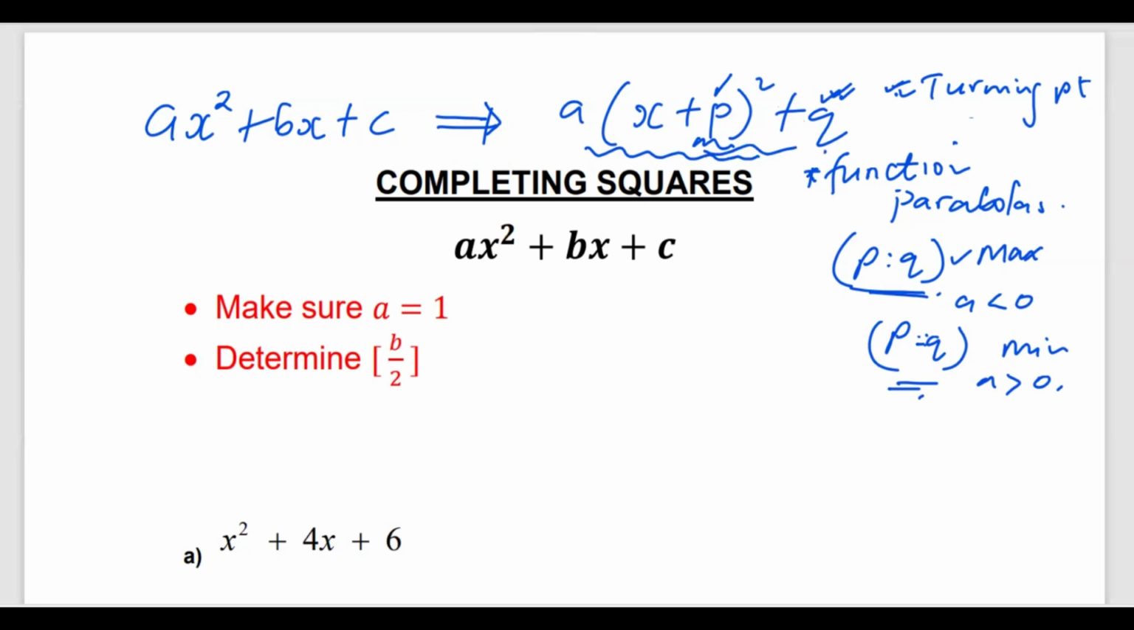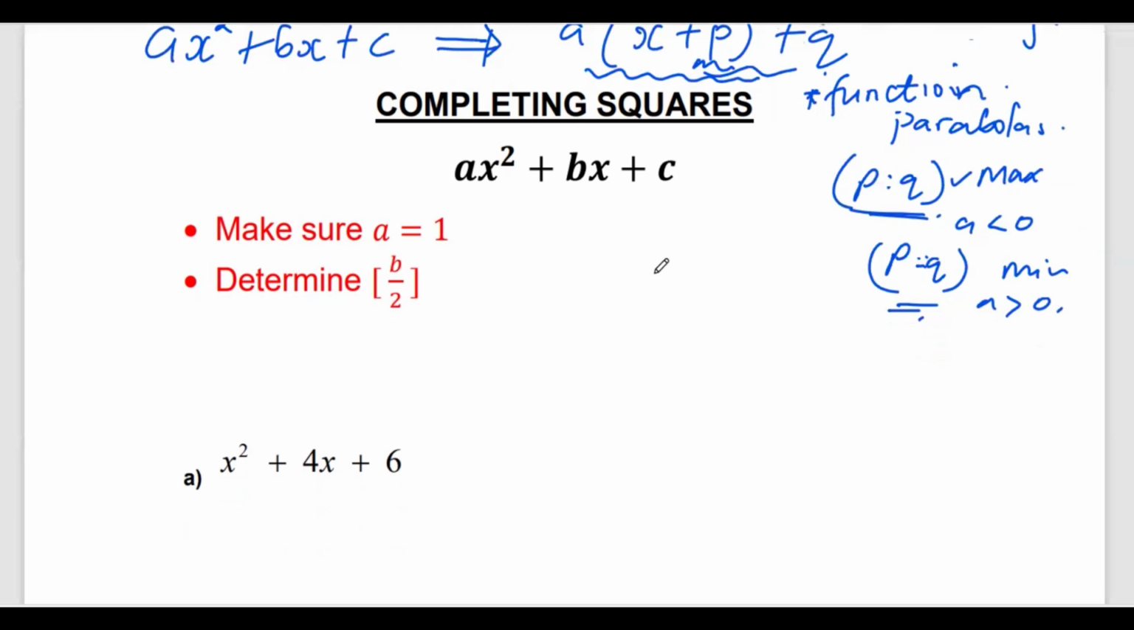Besides the parabola, it could also be used under the equation of a circle or circle geometry. When we are trying to determine, let's say, the center points and so on and so forth, we can also use completing squares as a route, okay?